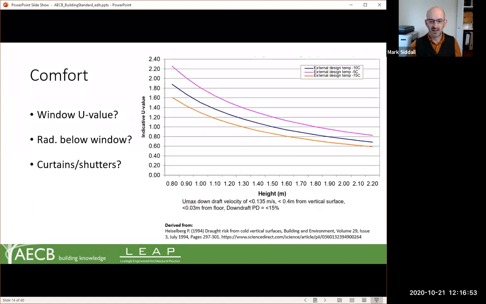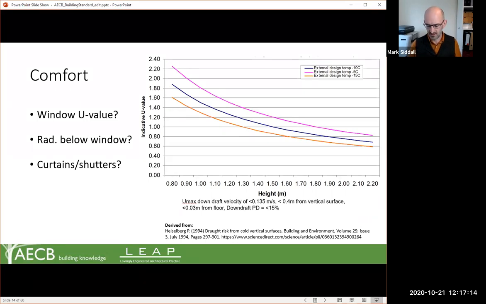With windows, I've dragged out some research that I did a number of years ago, in 2008, just to help people in their decision making. This is some analysis I did based upon some research by Per Heiselberg, looking at downdrafts from vertical surfaces.